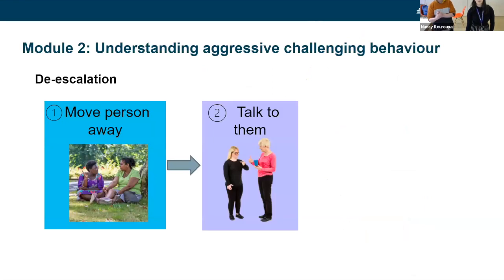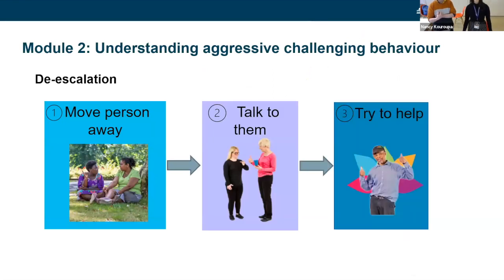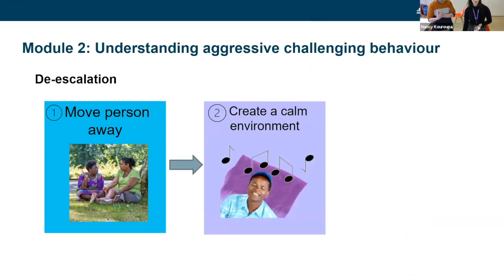And we've also included de-escalation, so what to do when someone's showing aggressive challenging behaviour. So there are 3 steps: moving the person away, communicating with them, trying to find out what the situation is, and then trying to resolve it. So this is for people with mild to moderate learning disability, and then for people with more severe learning disability, it may be that they struggle to communicate. So rather than having the communication element, it would be more about moving the person away and creating a calm environment for them. So the therapist will go through lots of de-escalation tips and strategies that the person can use, but obviously that needs to be tailored to the person.